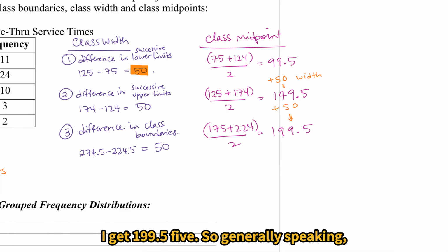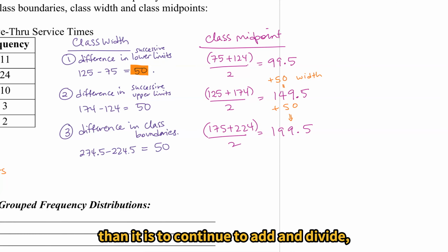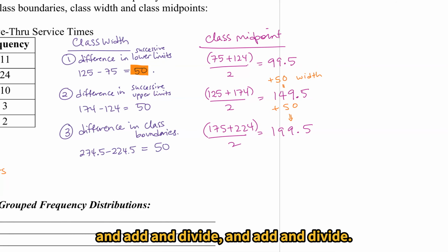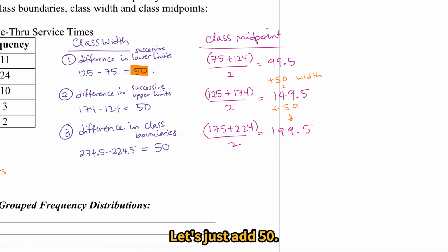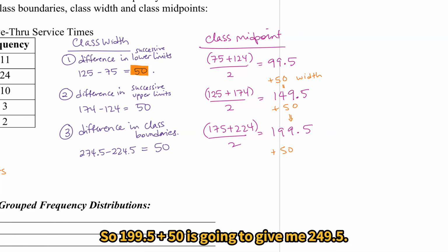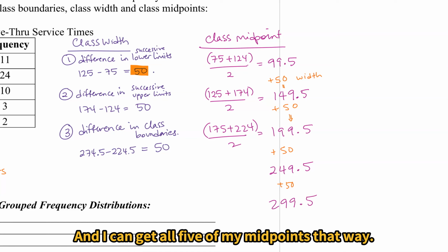So generally speaking, it's a little bit easier to add 50 to my midpoint to get my next midpoint than it is to continue to add and divide and add and divide and add and divide. To get our class midpoints for classes 4 and 5, let's just add 50. So 199.5 plus 50 is going to give me 249.5. And then 249.5 plus 50 is going to give me 299.5. And I can get all 5 of my midpoints that way.